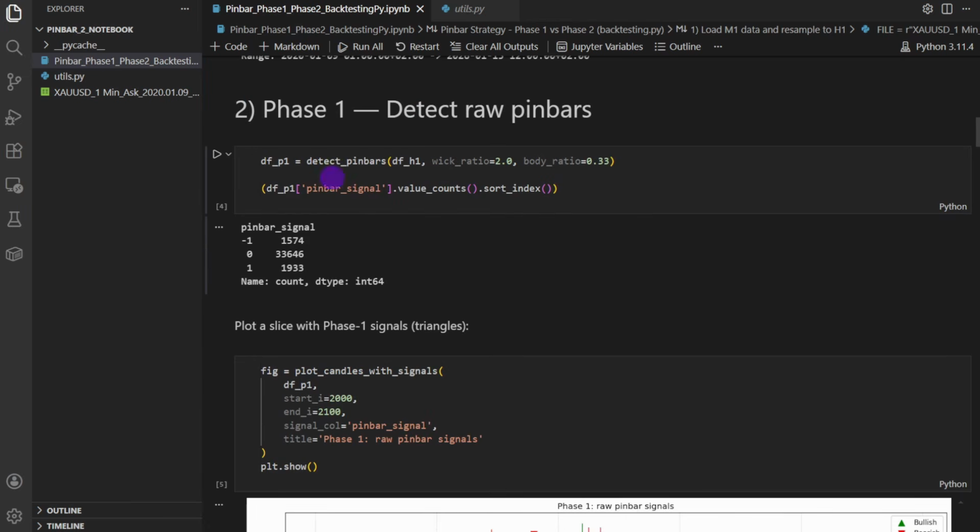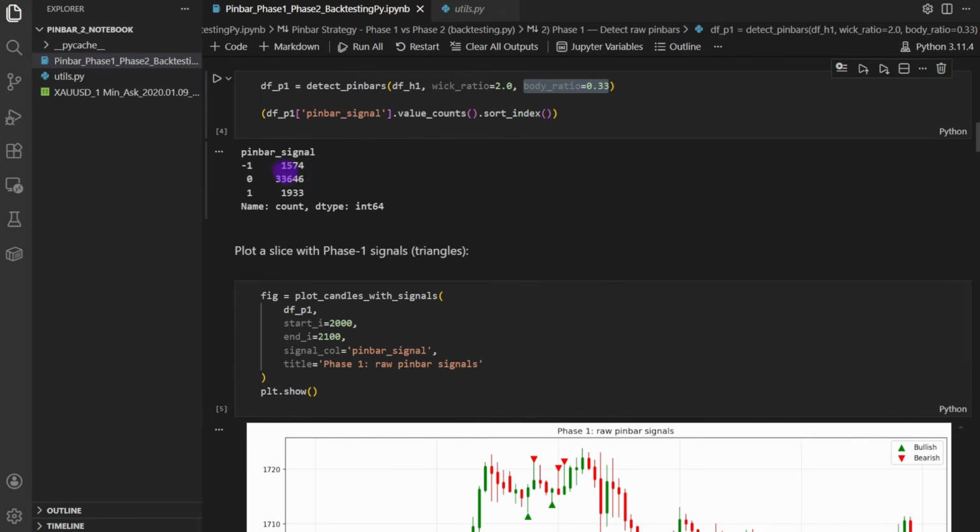Phase one is calling basically the detect pin bars function with the conditions. So we need to have a wick ratio of 2. That means the wick has to be at least twice as large as the body of the candle. And the body ratio is 0.33, which means that the body has to be less than 33% of the total range of the candle. The total range is the high minus the low. So that's the whole range covered by the candle. Now, if we run this function, it's going to detect the pin bars and we're going to count these. So -1 are pin bars in the bearish rejection setup, and 1 is the bullish rejection candles.